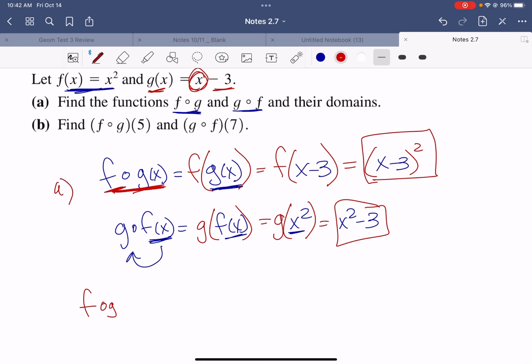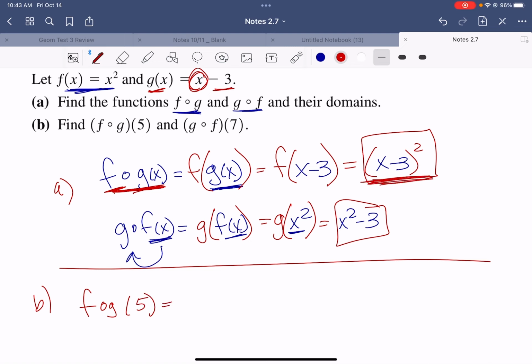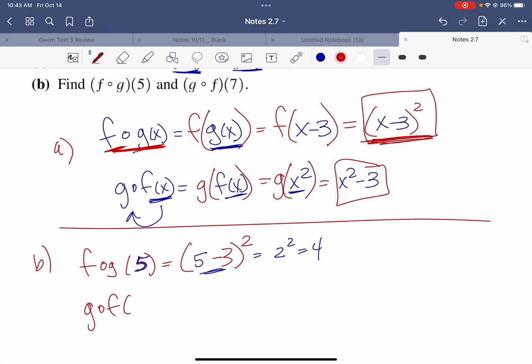So that's part A. For part B, f of g of 5 would simply mean I take this function f of g, which is (x minus 3) squared, and everywhere there's an x, plug in a 5. So it's going to be 5 minus 3 is 2, squared, or 4. If I have g of f of 5, it means I take my function g of f, which is x squared minus 3, and I plug in 5. So it's going to be 25 minus 3, which is 22.